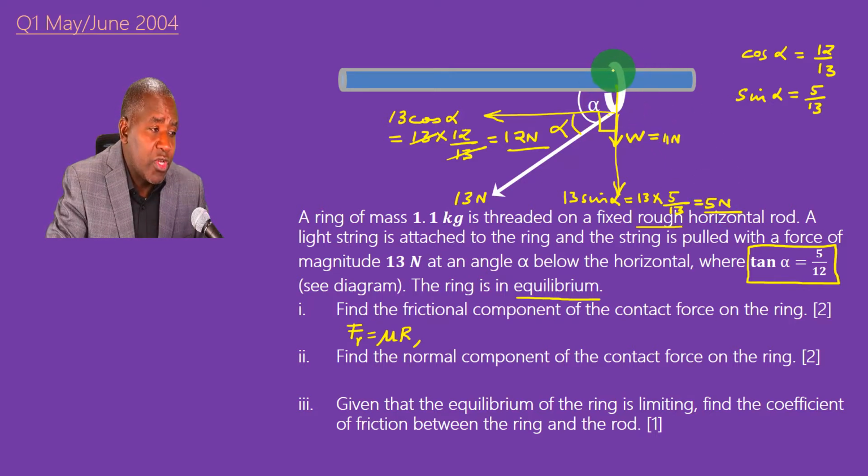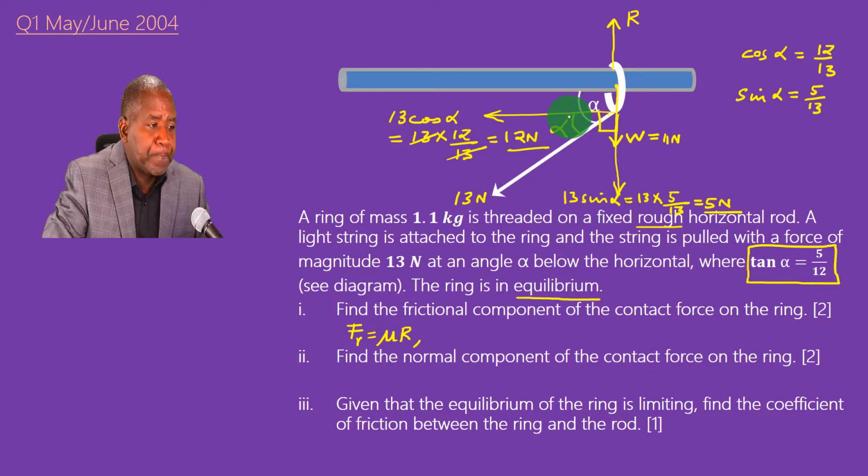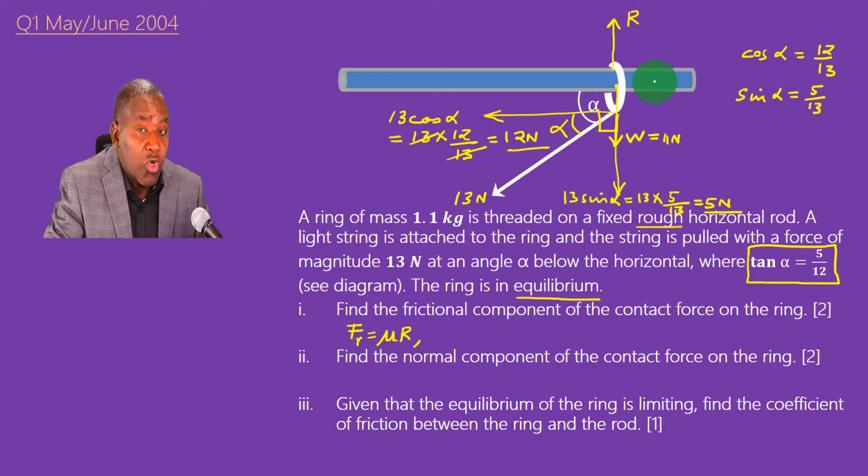So the rod is going to react to that and push the ring upwards with what we are referring to as the normal component of the contact force. However, if this rod was smooth, the ring will slide in this direction, and because it's rough, it resists that, and there will be friction in this direction. These are the two components of the contact force: the normal component of the contact force and the frictional component of the contact force. Now this ring is in equilibrium.